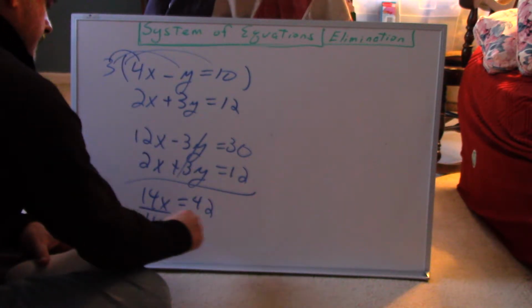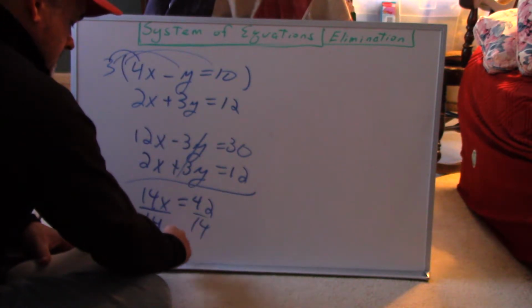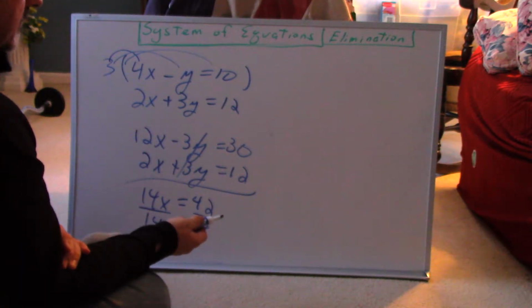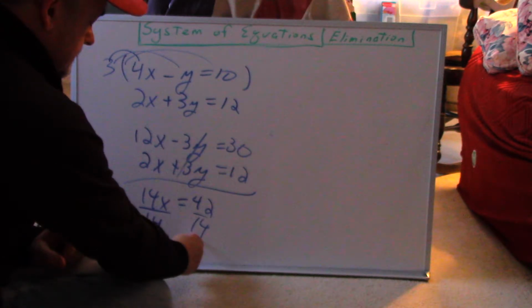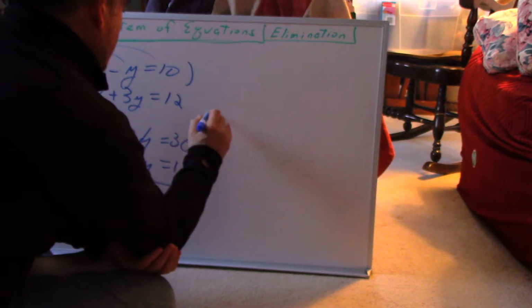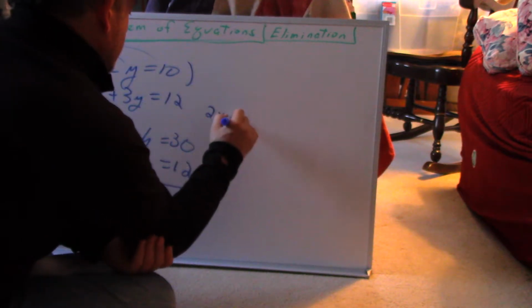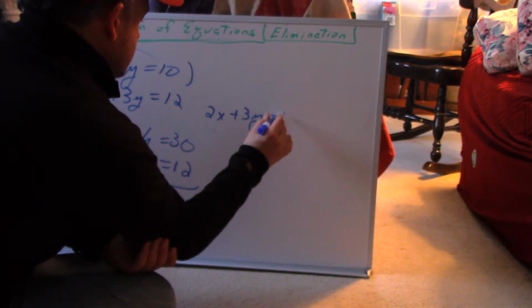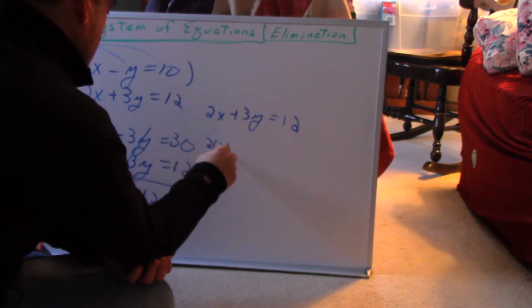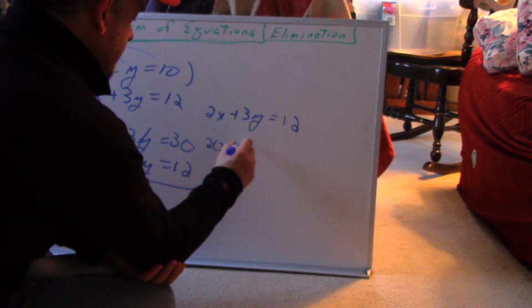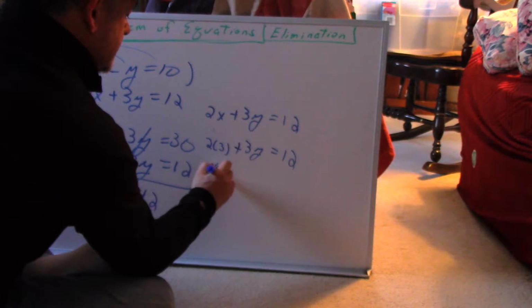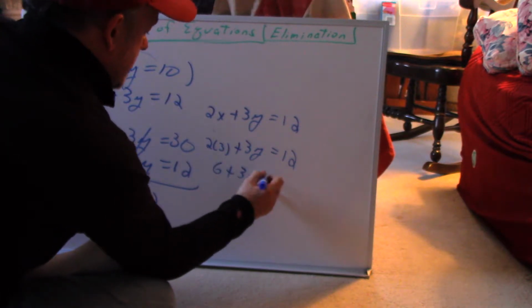And then I divide. How many times does 14 go into 42? 3. So x is 3. Now I want to solve for y. So I'm going to take the bottom equation, and I'm going to put in the x. 3 times 2 is 6, plus 3y equals 12.